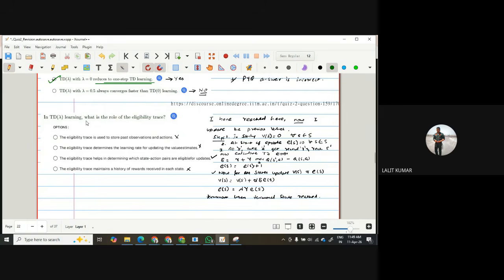Now in TD lambda learning, what is the role of eligibility trace? The role is that I come here and keep on updating all the values. I keep on telling which state was important due to which I have reached here. What are the options? The eligibility trace is used to store past observations and actions. No. Determines the learning rate. No, there is nothing about learning rate. The eligibility trace helps in determining which state-actions are eligible for updates. So this is the most appropriate.